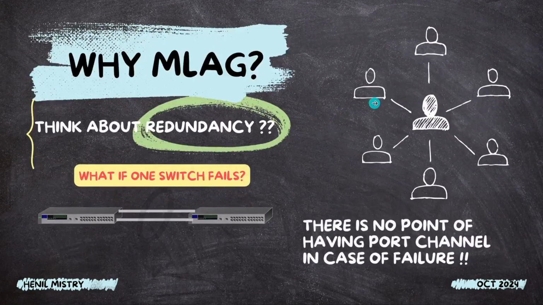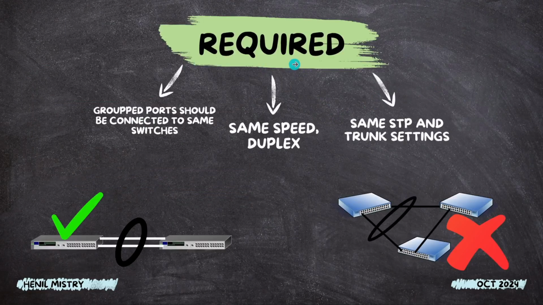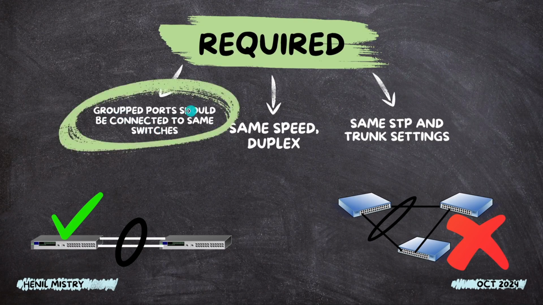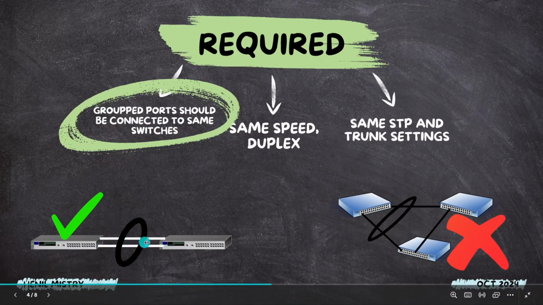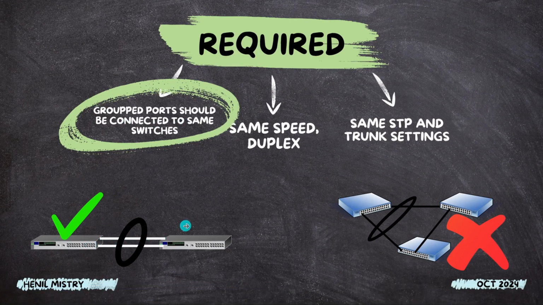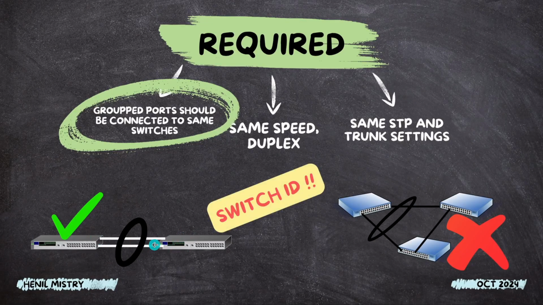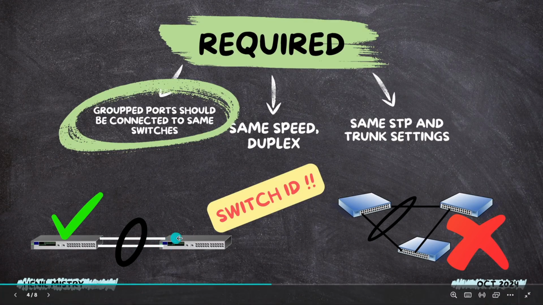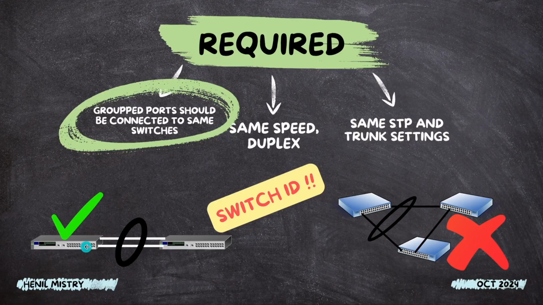So let us now talk about the requirements. Remember, these are the requirements of LACP, as we have seen in the last video. The first requirement was that grouped ports should be connected to the same switch. When we form a port channel, the switches exchange their switch ID. So let's say these two ports are connected to the same switch, then both of these ports will receive the packet with the same switch ID.